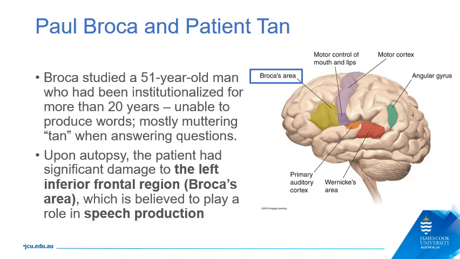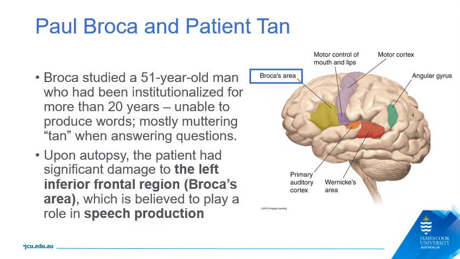So it all started with Paul Broca. He is a French scientist, and his patient, who is just called Tan, right? Broca studied a 51-year-old man who had been institutionalized for more than 20 years. He was unable to produce words, and mostly he muttered "tan" when answering questions. So he's basically called Tan.